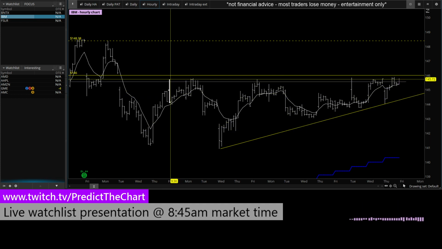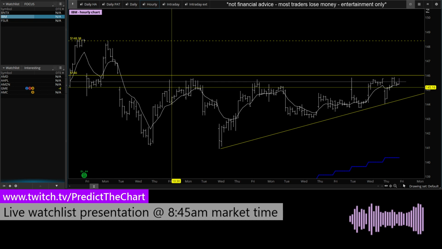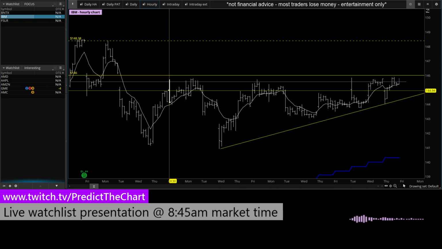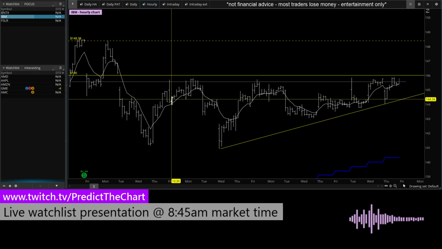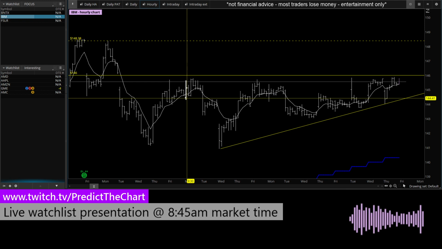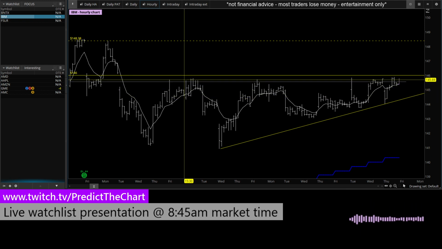Okay. First test of this 146. On that day, it opened pretty far away from the level. Hourly moving average even farther away. Let's keep going. This day, right, opens far away.